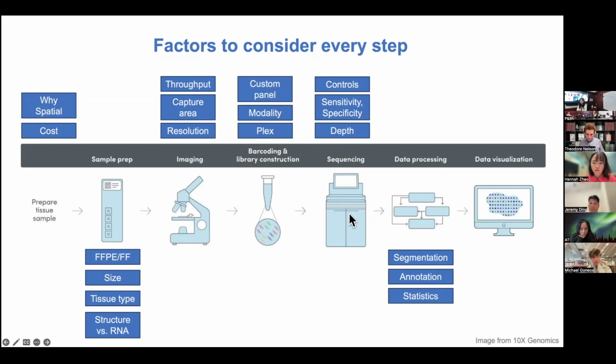And of course, with sequencing, but also for imaging-based technologies as well, having fiducial controls, sensitivity, and specificity has been a huge part of the debate, especially in the first phase of spatial omics, when each of the companies was saying we're better than the other.